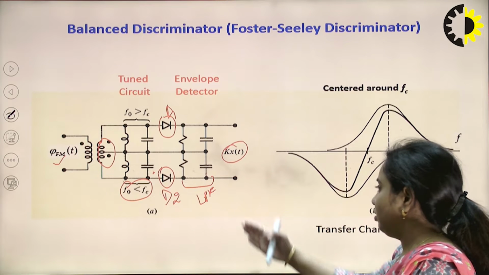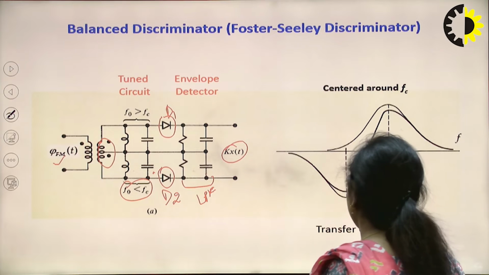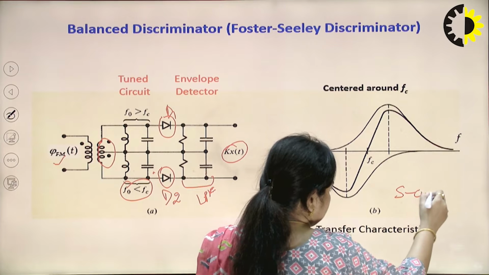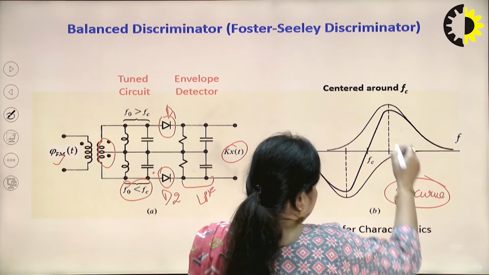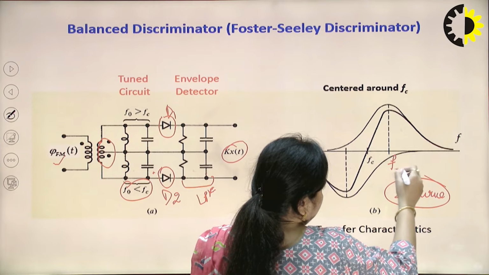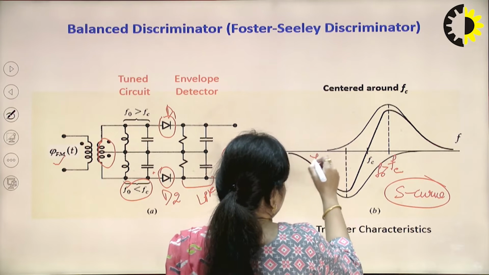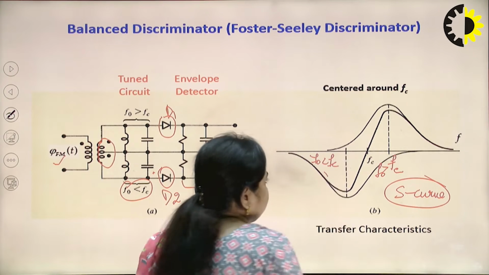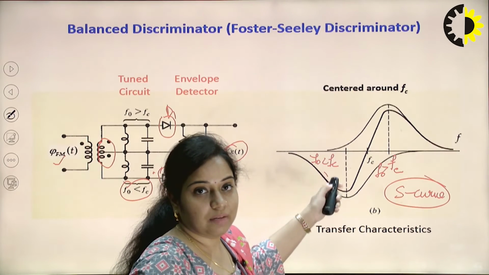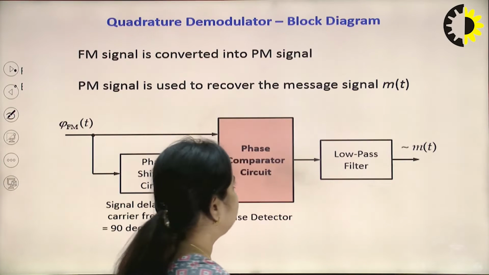The working of this circuit diagram is demonstrated by this transfer characteristic, also known as the S curve. This is the curve when f naught is greater than fc, and this is the curve when f naught is less than fc, that is, the positive side of the carrier frequency and the negative side of the carrier frequency. So, that is the case for the balance discriminator.